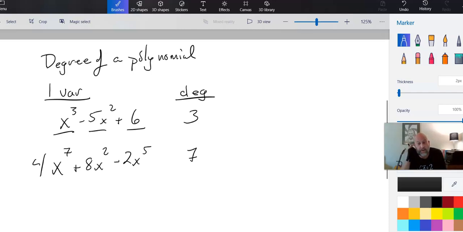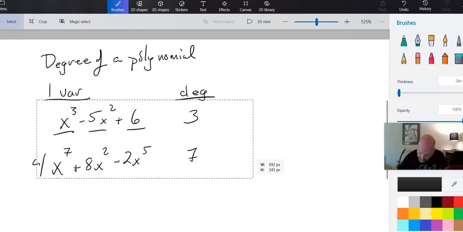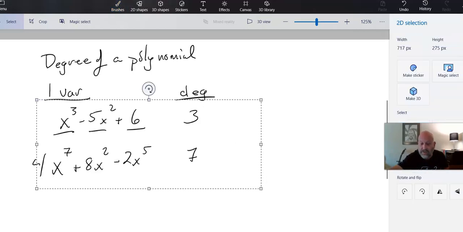It's the biggest exponent on a variable. So that's what it looks like with one variable. You just find the term that has the biggest exponent, and that's the degree. Again, this is more about being able to talk about these things, because there are different types of solutions when you have a second degree or a third degree polynomial. We just have to be able to talk about these things, and you have to know what I'm talking about when I say them.